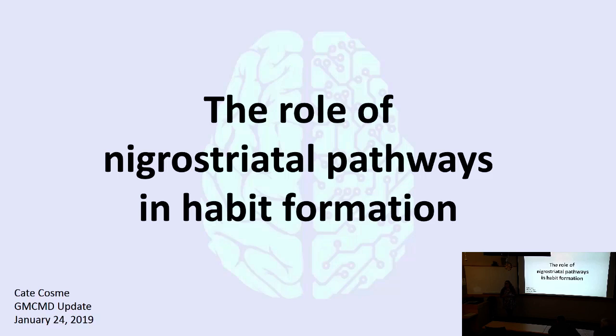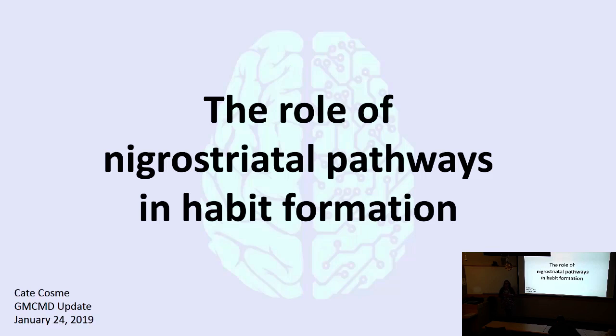Paradigms up and running in our lab, and also focusing on fiber photometry and getting some recordings going. So to give you some context, I'm going to be talking about these nigrostriatal pathways and how they change during habit formation.